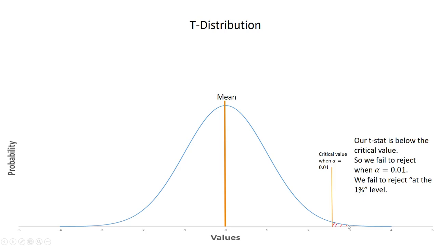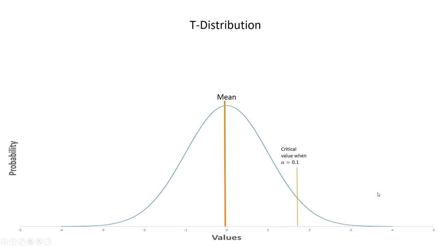So very small chance of rejecting the null hypothesis. Our t-statistic is here again. And now in this case, we fail to reject our null hypothesis because our t-statistic does not lie within the critical region. It's not larger than the critical value. So in this case, we would say we fail to reject when alpha equals 0.01. We fail to reject at the 1% level.